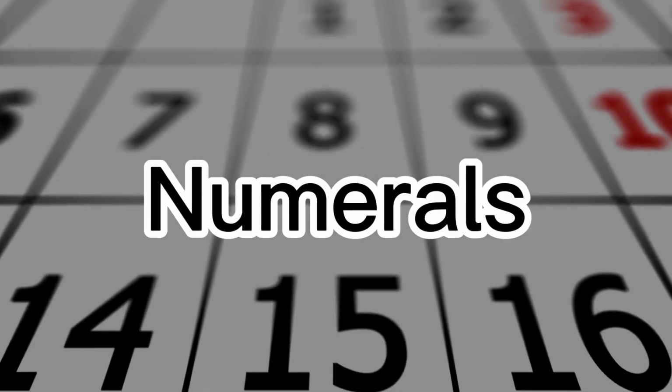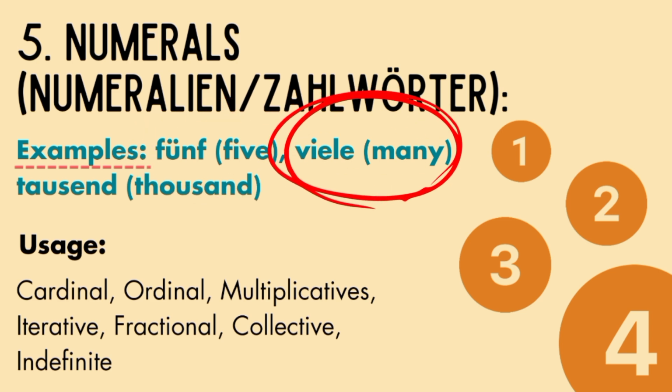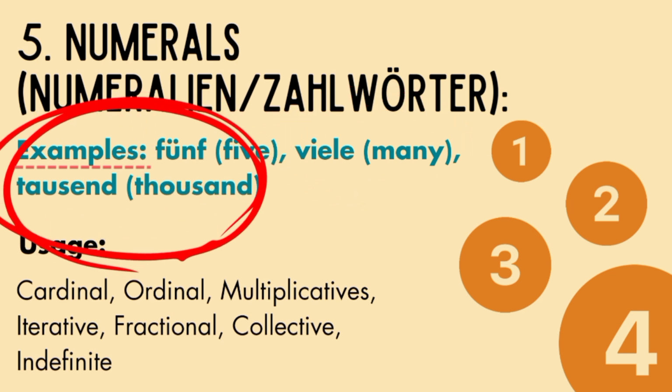So now we are going to learn numerals and verbs. So firstly we have numerals, which we call Numeralien in German. They represent a specified number or amount and are also used for temporal indicators. In some instances, they can be utilized like pronouns. Some numerals are declinable and can be inflected. Here we have some examples. Fünf, which means 5, viel, which means many, and tausend, which means 1000.